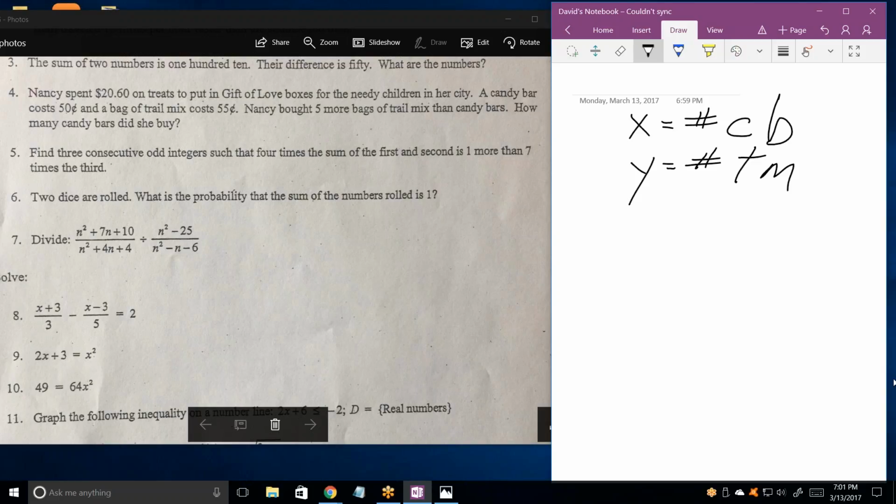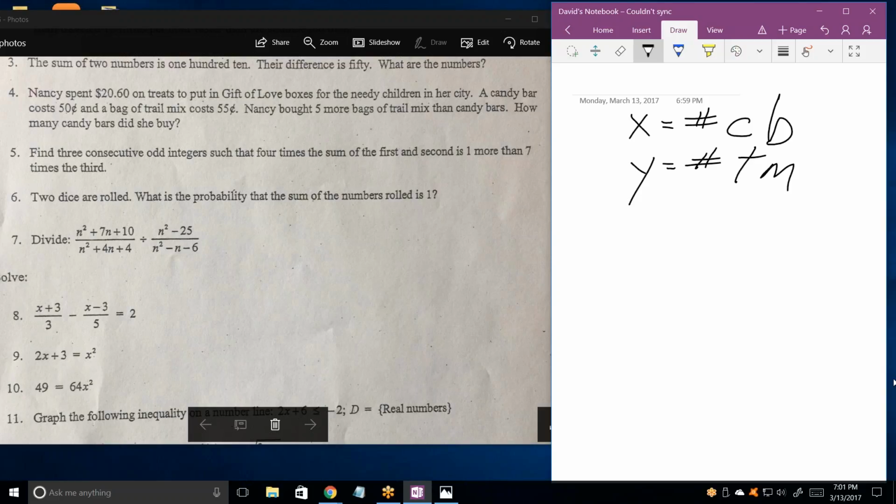Now, even though they only ask us to solve for X, we have to assign a variable for trail mixes also, because we're going to come up with equations involving both candy and trail mixes.